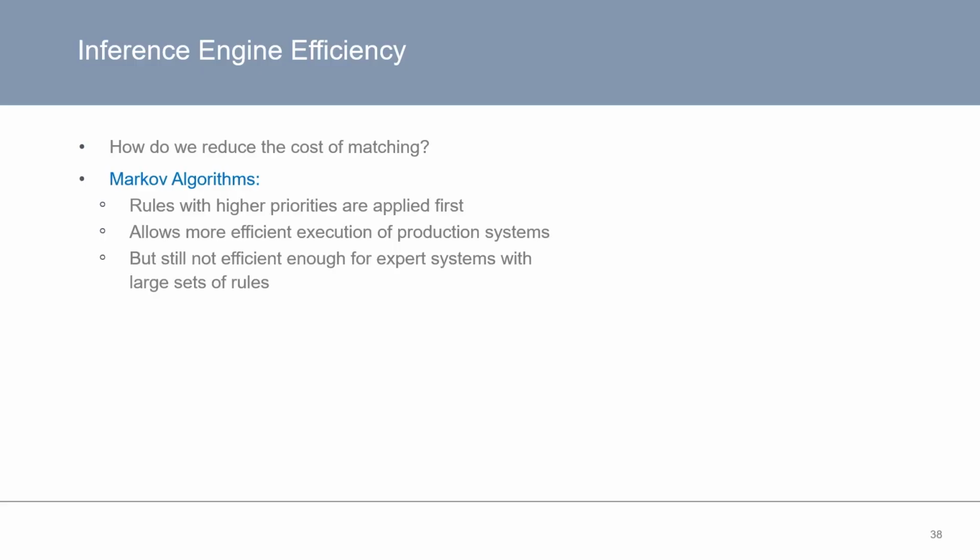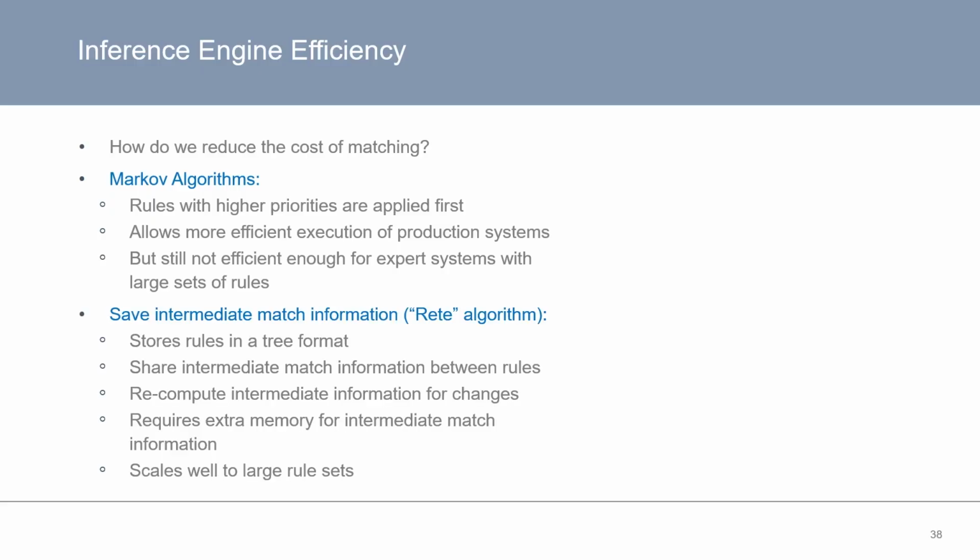Here, rules with higher priorities are applied first, and this allows more efficient execution of production systems. However, this kind of approach is still not efficient enough for expert systems with large sets of rules. Another approach to reducing cost of matching is to save intermediate match information. The idea here is so that matching doesn't take place again and again when it doesn't need to. Here we share intermediate match information between rules and recompute intermediate information for changes.